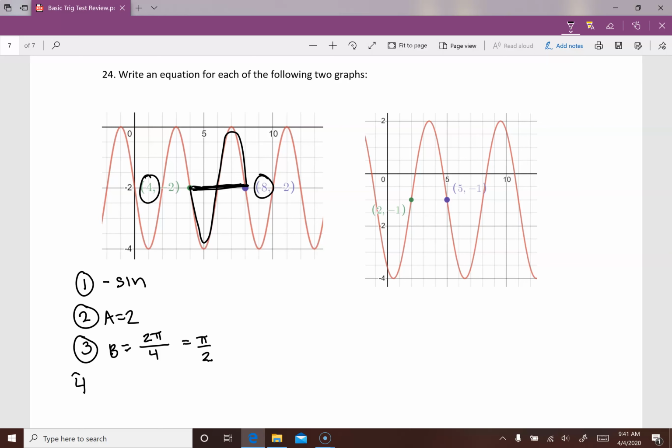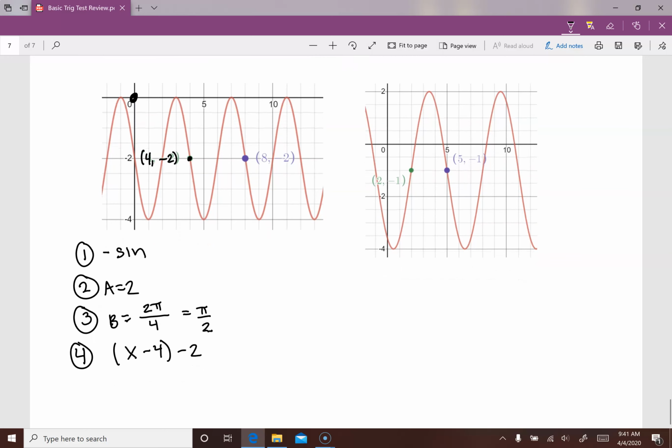Okay, step 4 is to figure out what our translation is, really, how far it's been shifted left and right. Well, if my original sine point is right here, and I'm now at 4, -2 for my first point, then what happens is I've been shifted to the right 4, and down 2, so that's -2. All right, step 5 is to make sure that we have our midline correct. We are basically saying our midline is -2. Is that correct? Yes, it is.